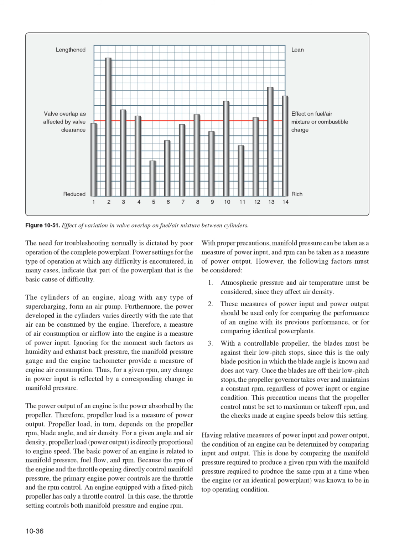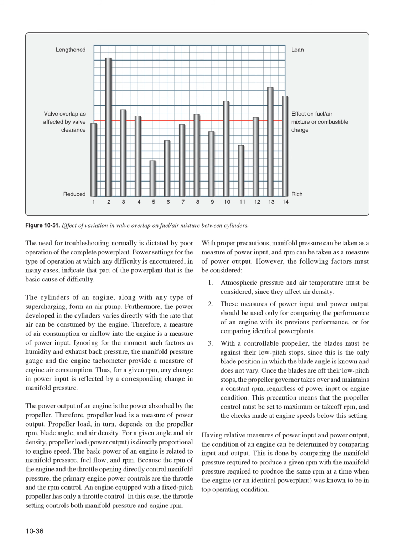The cylinders of an engine, along with any type of supercharging, form an air pump. Furthermore, the power developed in the cylinders varies directly with the rate that air can be consumed by the engine. Therefore, a measure of air consumption or airflow into the engine is a measure of power input. Ignoring for the moment such factors as humidity and exhaust back pressure, the manifold pressure gauge and the engine tachometer provide a measure of engine air consumption. Thus, for a given RPM, any change in power input is reflected by a corresponding change in manifold pressure.